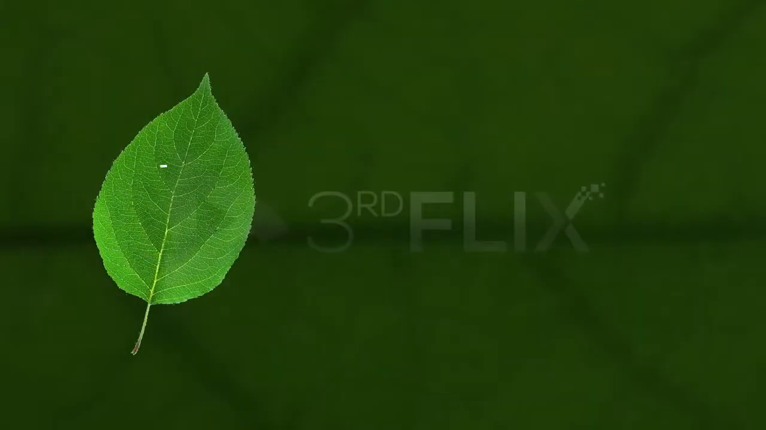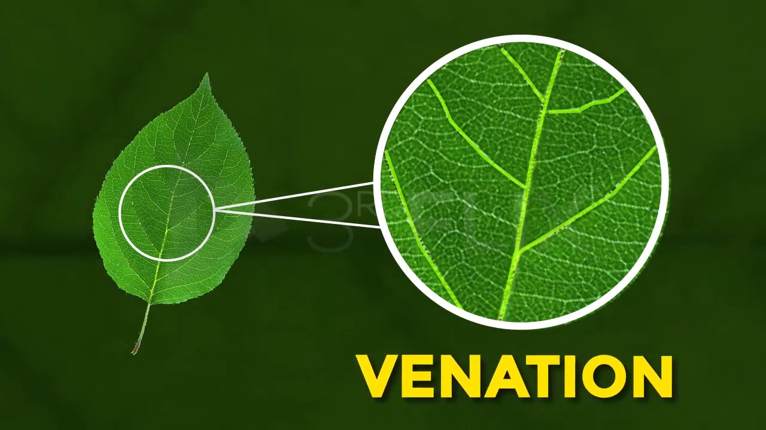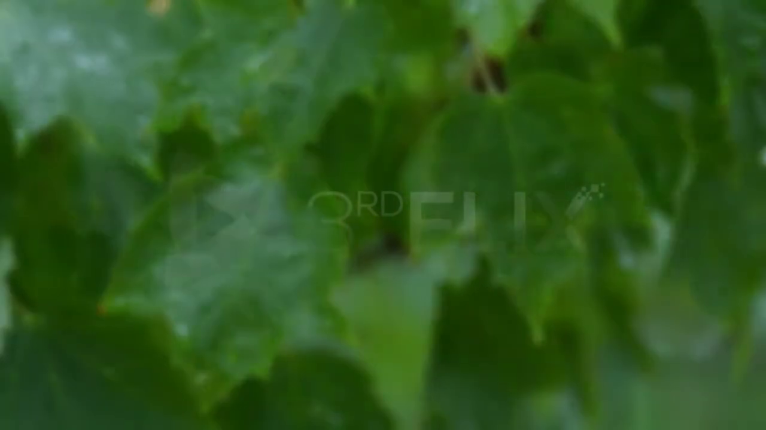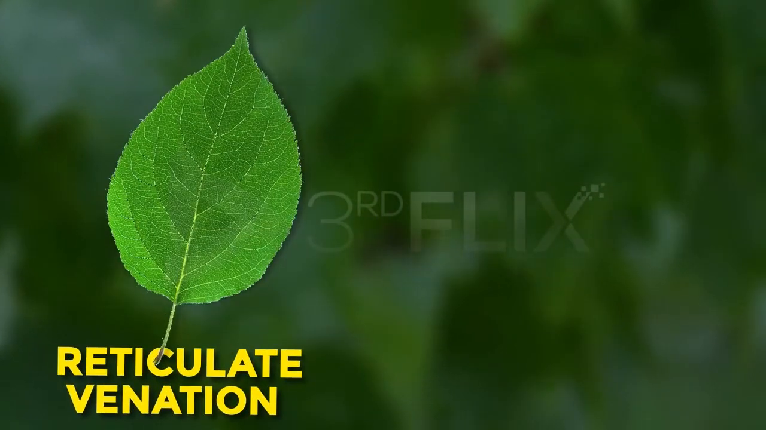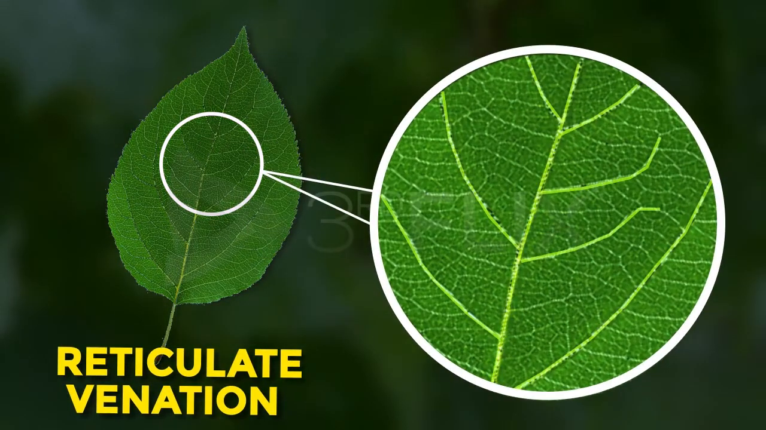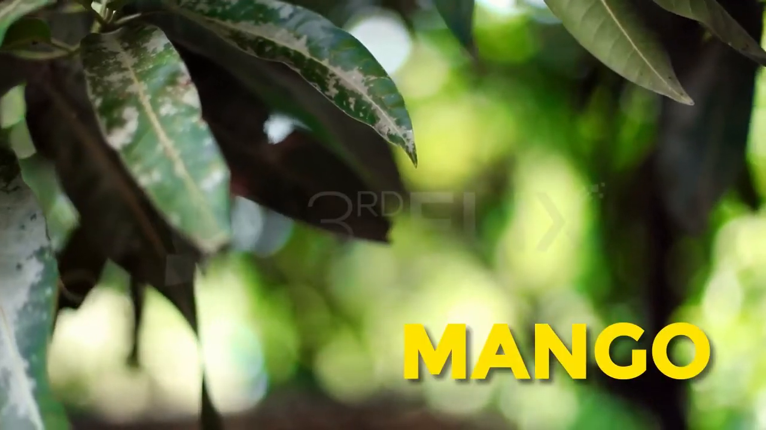The arrangement of veins on the leaf blade is called venation. We distinguish between two major types of leaf venation: reticulate venation and parallel venation. When the veins form a net-like shape on either side of the midrib, it is reticulate venation. This type of venation is seen in dicots such as guava and mango.